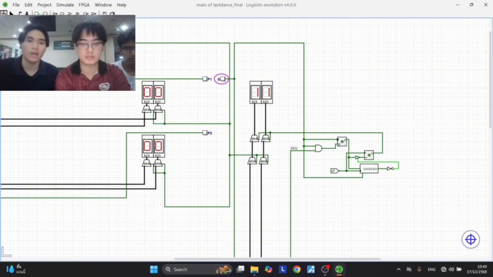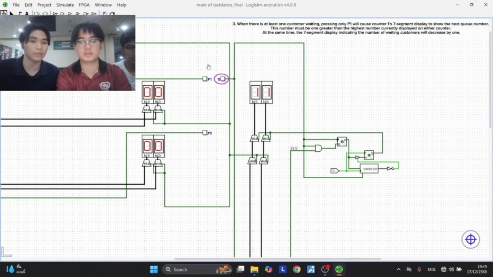Okay, correct. The next condition is that we focus on P1 and P2. I'm going to start with P1. When you press P1, the 7 segment of P1 has to increase by 1, and Q has to decrease by 1. As you can see, I pressed P1 three times and the queuing number decreased by 3.